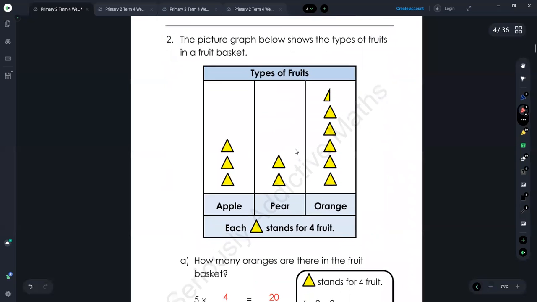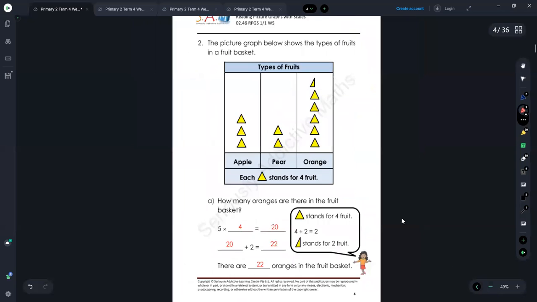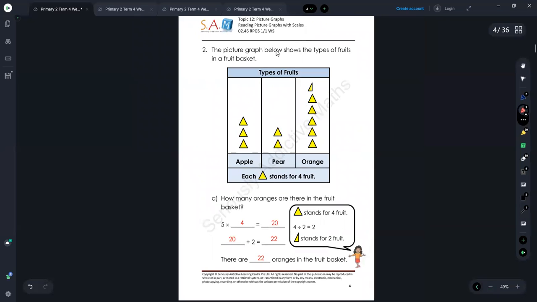Now this one is a bit different. Take note that first of all, ask them to read the question. The picture graph below shows the type of fruits in a fruit basket. So get them to look at the legend first. Here each triangle stands for 4 fruit. So there are 3 triangles, so 3 times 4 equals 12. 2 times 4 equals 8.